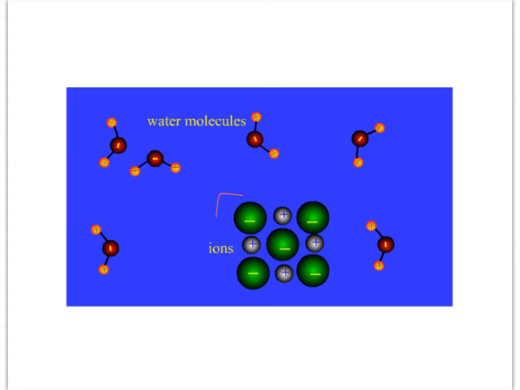So this would be an ionic compound like sodium chloride. We have a 1-to-1 ratio here. Oh, actually we don't, but you know. And these would be my water molecules. So the hydrogen ends of the water molecule would pull off the anions. The oxygen ends of the water molecules would pull off the cations.